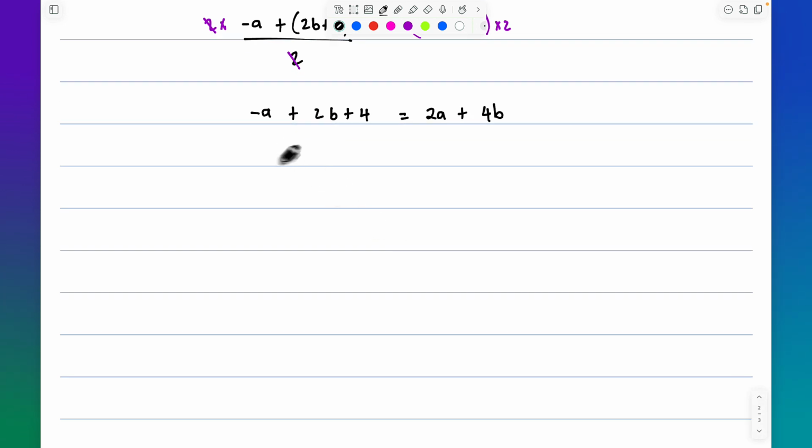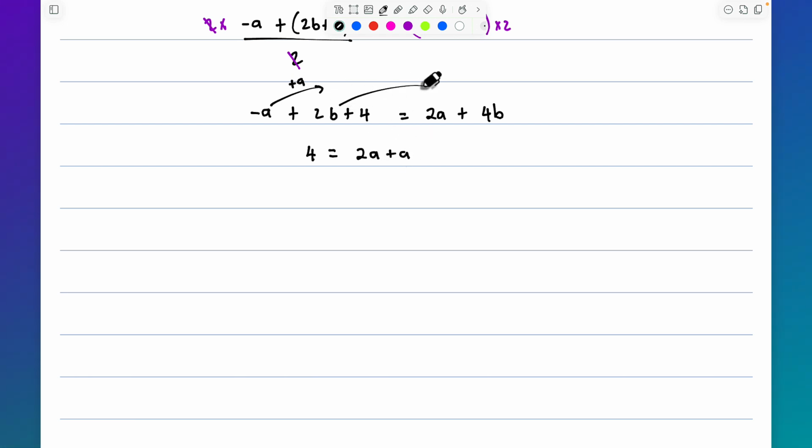All right, and then we simplify. I'm going to leave the 4 on this side. I'm going to put everything else on the other side. So that means when this negative a goes to that side, it becomes positive a. So we have 2a plus a.